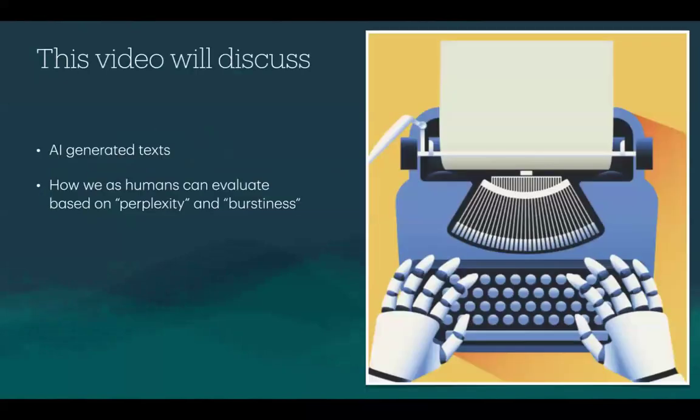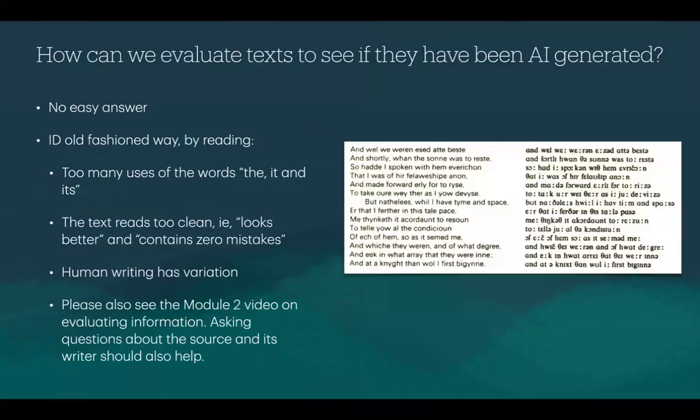We are going to discuss AI-generated texts and how we as humans can evaluate these texts based on perplexity and burstiness. So how can we evaluate texts to see if they have been AI-generated? In fact, there is no easy answer, but we can ID them the old-fashioned way by reading.